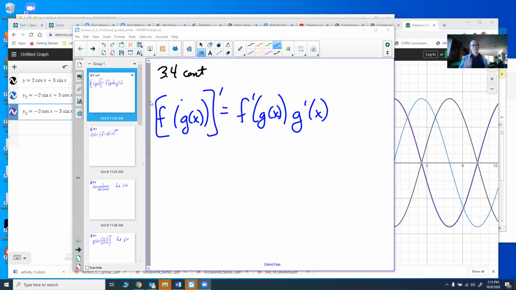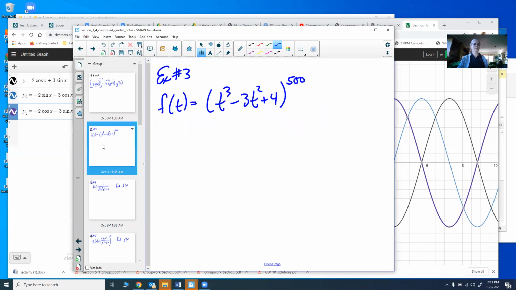Let's do a little bit more with the chain rule. So we're going to find a few more derivatives. As a reminder, the chain rule is the derivative of the outside times the derivative of the inside. So we've got the derivative of the outside function times the derivative of the inside function. So just as a reminder, that's what the chain rule is.